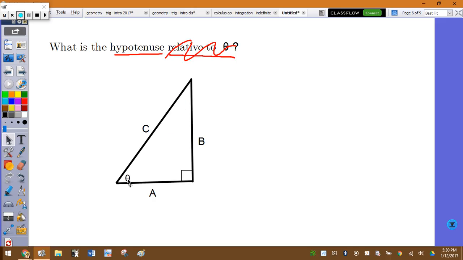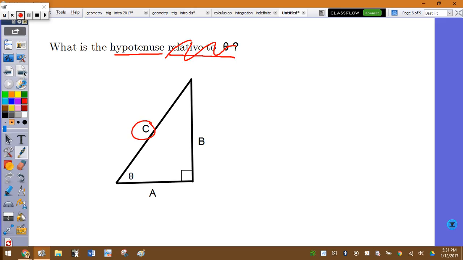So I could be using this frame of reference, in which case opposite is B, adjacent is A. If my angle is here, then opposite is A, next to or adjacent is B. Unchanged in all of this is the hypotenuse, which is the side across from 90, the longest side of a right triangle. So hypotenuse here is C in this particular shape.